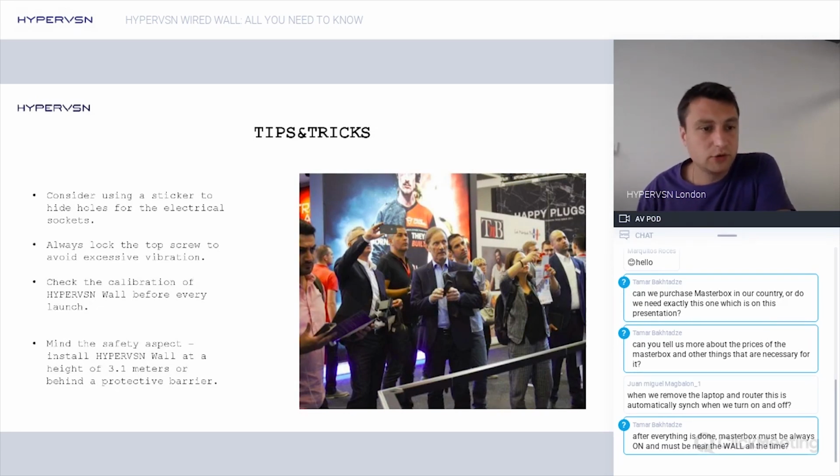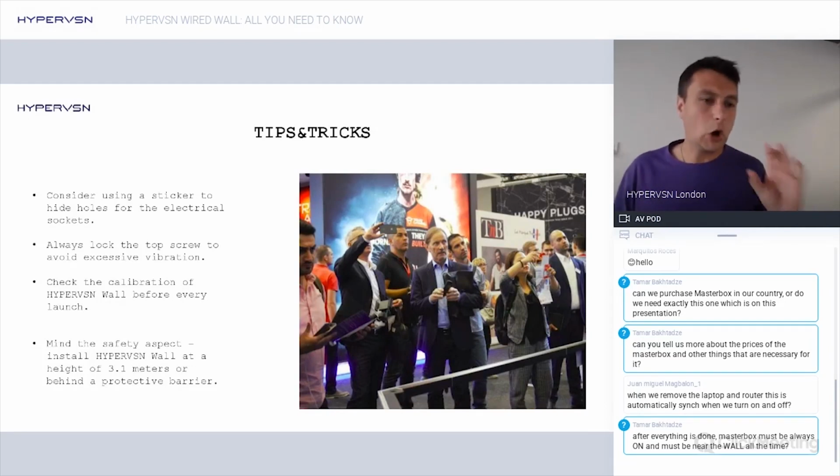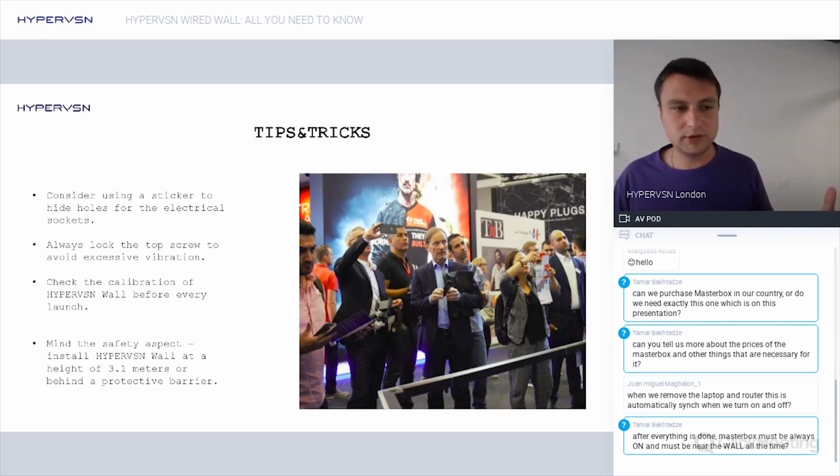So, some tips and tricks regarding the HYPERVSN wall. They are not solely connected to the wired wall, but to the wireless wall as well. Just some general tips. So remember about big holes in the backing wall for putting the plug inside behind the wall. These big holes can be covered with stickers just to make your installation nicer. Always remember to protect your wall from the audience. Protect it with stanchions, and if you are using safety stanchions, don't forget to print out the message to the audience: don't touch it.